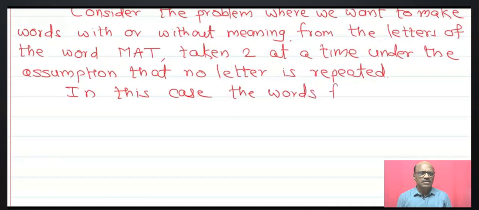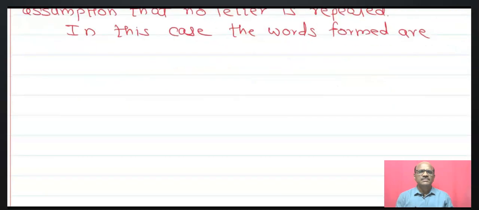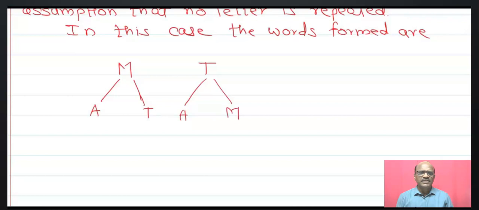म्हणजे मॅट मधनं दोन आपण लेटर्स घेणार आणि त्यापासून एक वर्ड तयार करणार. It may or may not have a meaning. Now first, if we take M, then you will get A and T. If we take T, then A and M, and if we take A, then M and T.